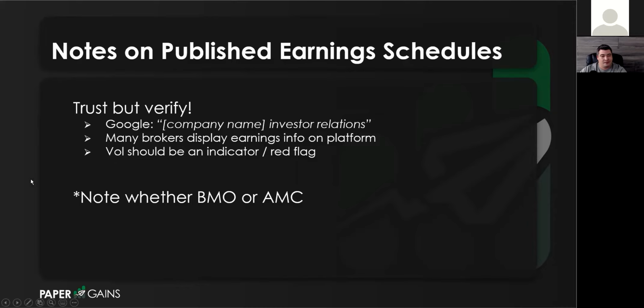There's going to be a note here, and on most of the earnings platforms, they'll say BMO or AMC. BMO means before market open. AMC means after market close. All of the earnings will be listed as BMO or AMC, and what we're going to do is filter that for you.